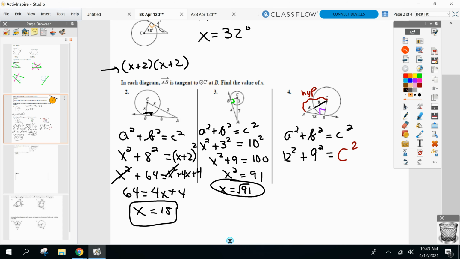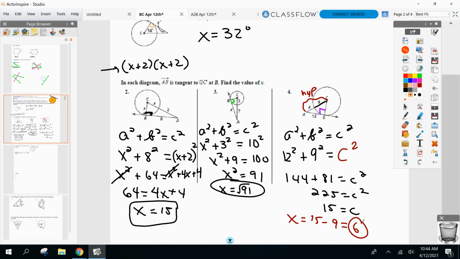All right? So I get 144, I get 81, I get 225 equals c squared. I get 15 equals c. C, that's the hypotenuse, not x. We just discussed, if I'm going to find x, I'm going to take 15 and subtract 9 from it. So 6, which you would still get if you set it equal to x plus 9 all squared. You would just have had to do a little extra multiplying and factoring, maybe reject a negative as well. All right, it still would have worked. You still would have gotten 6.